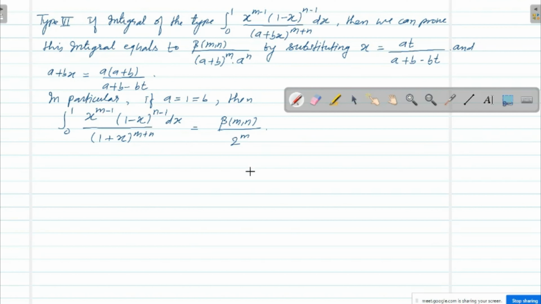And remember this formula. This is a very interesting formula. Okay. Now let us do an example based on this. Then you will understand it better. Example.